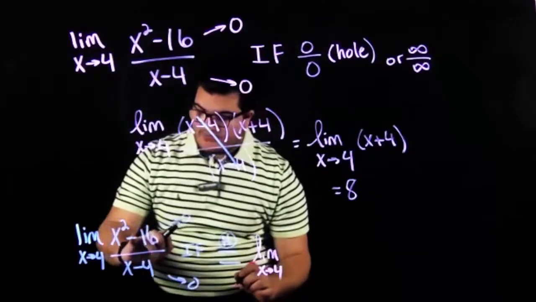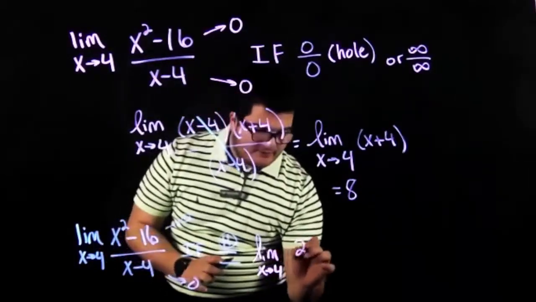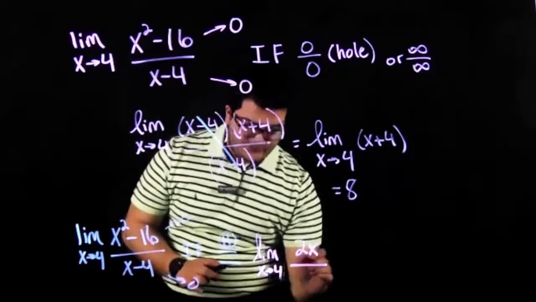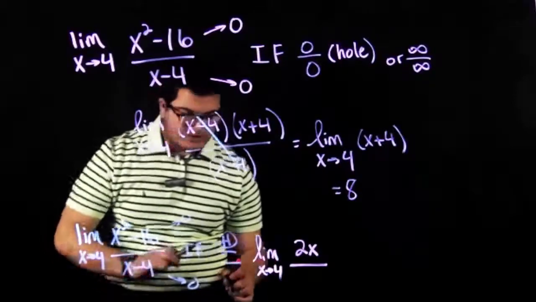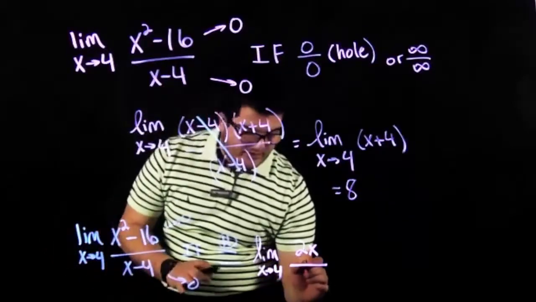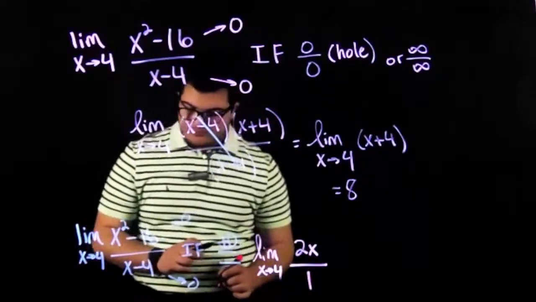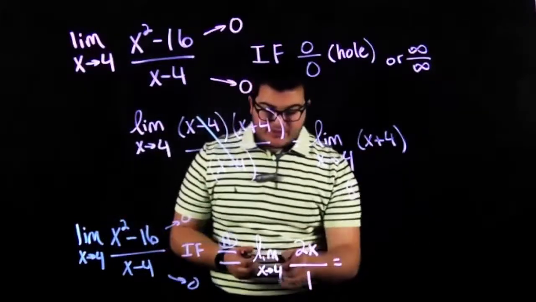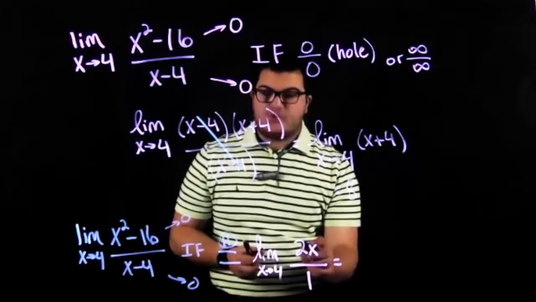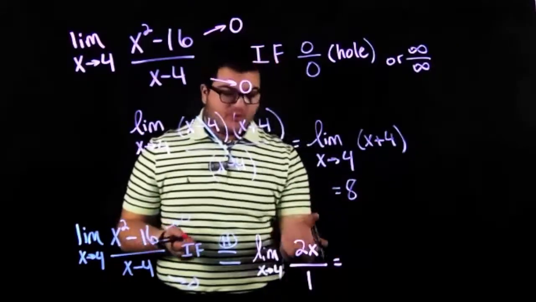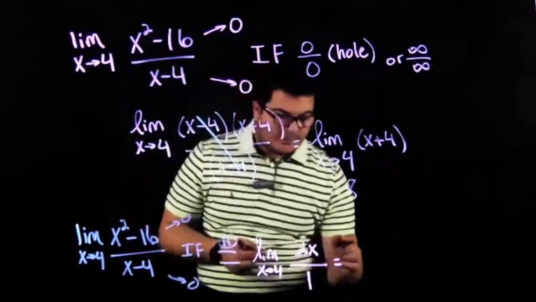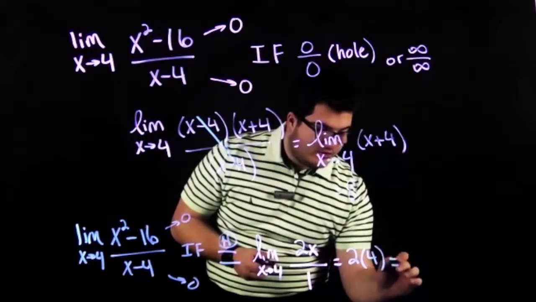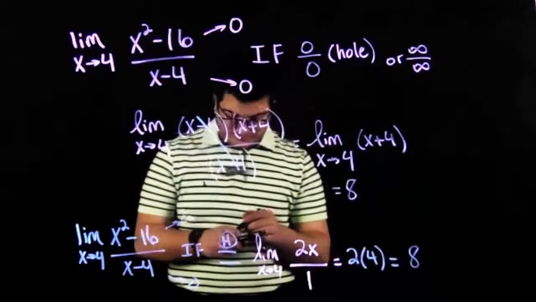The derivative of the top function is 2x minus 0, or just 2x, over the derivative of the bottom function, x minus 4, which is just 1. Now I can try to evaluate again, and I notice that now I have the function 2x, which is a polynomial. The domain is all real numbers. 4 is in that domain, so I can direct substitute, and I have 2 times 4, which is 8.